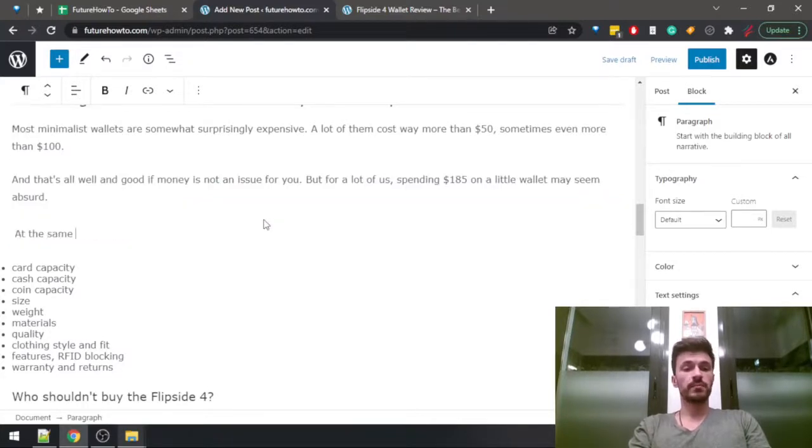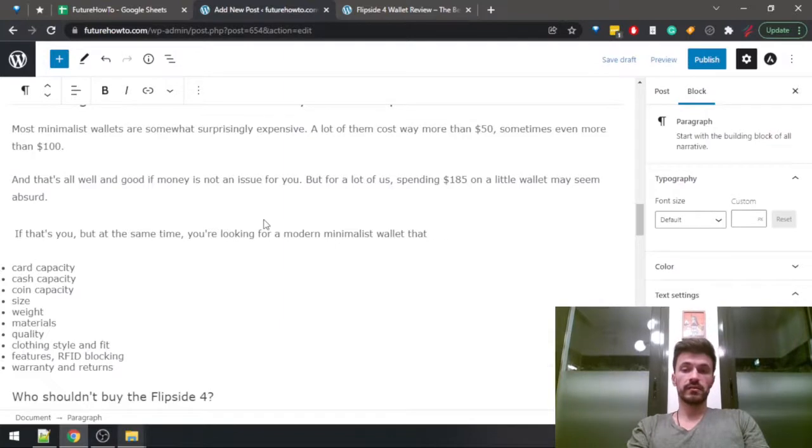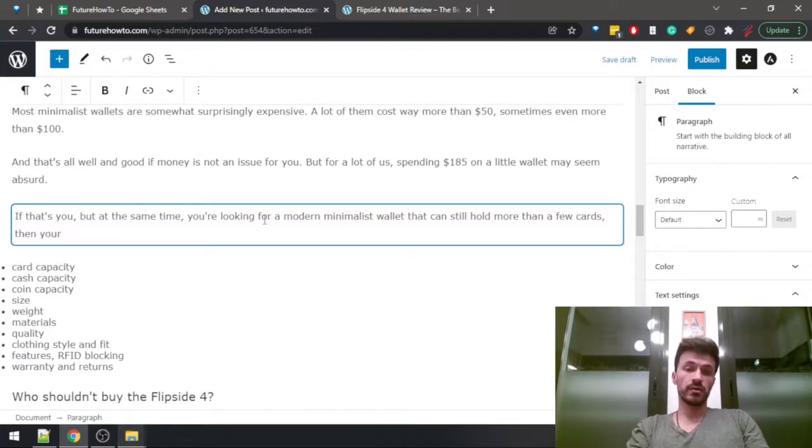At the same time, if that's you, but at the same time you're looking for a modern minimalist wallet that can still hold more than a few cards, then your best bet will likely be the Flip Side 4. Okay.